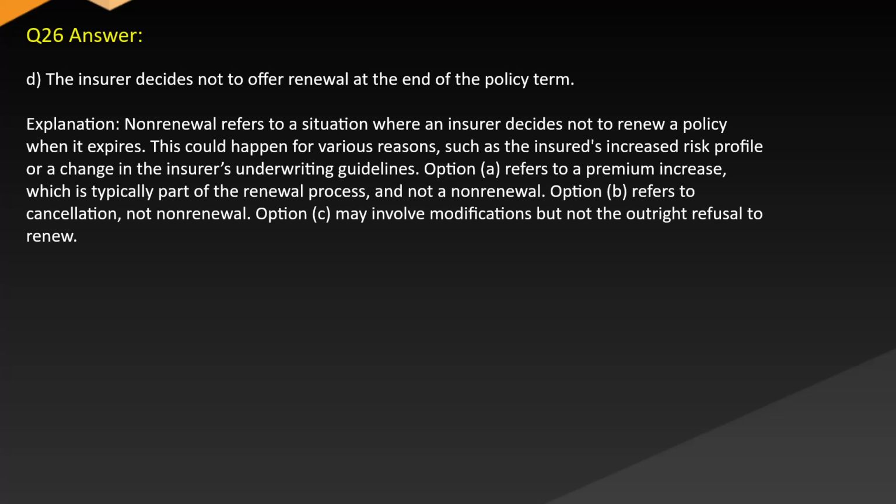Answer D. The insurer decides not to offer renewal at the end of the policy term. Explanation: non-renewal refers to a situation where an insurer decides not to renew a policy when it expires. This could happen for various reasons, such as the insured's increased risk profile or a change in the insurer's underwriting guidelines. Option A refers to premium increase, which is typically part of the renewal process and not non-renewal. Option B refers to cancellation, not non-renewal. Option C may involve modifications but not the outright refusal to renew.